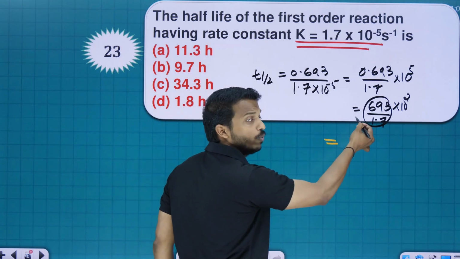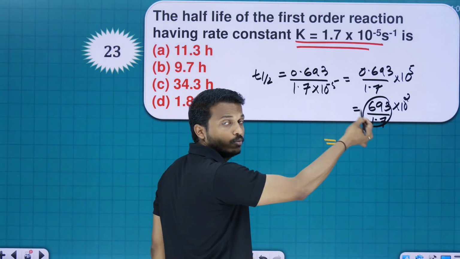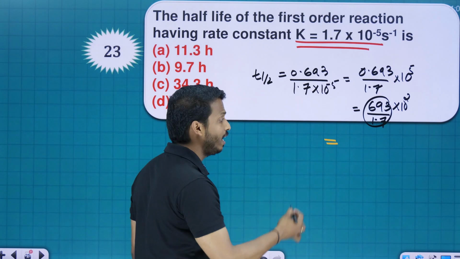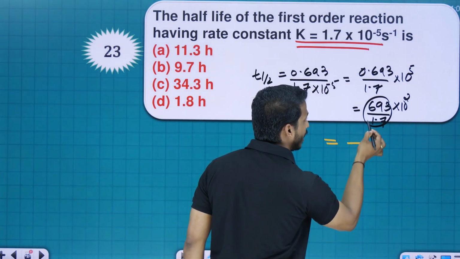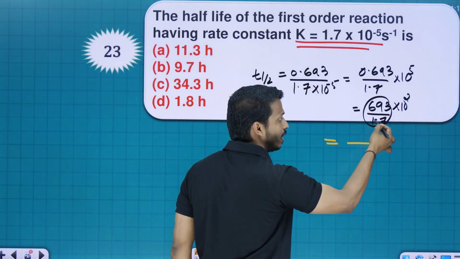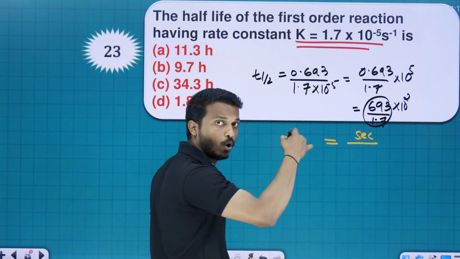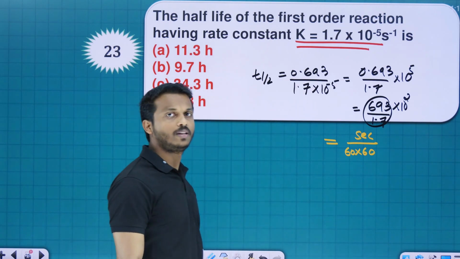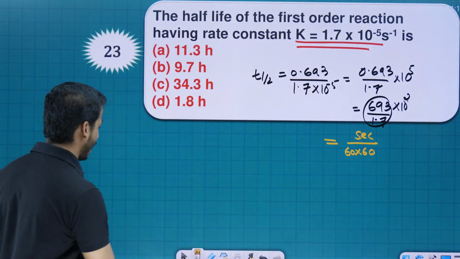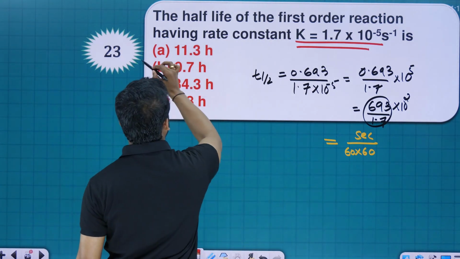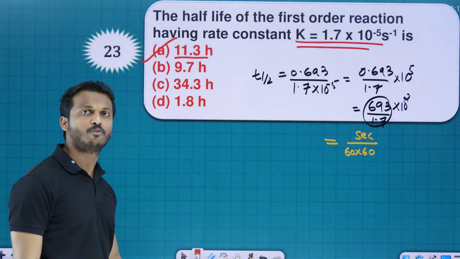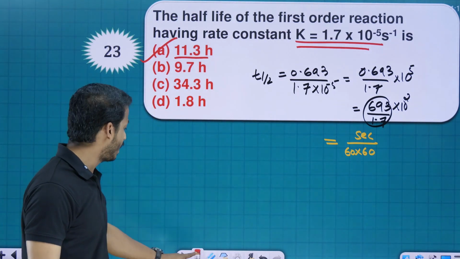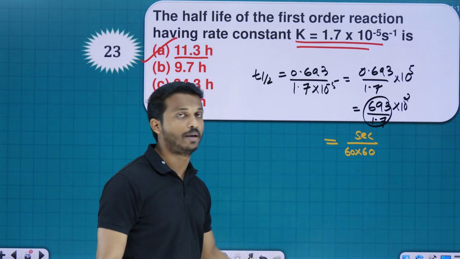So here the value which you are getting in second, how do you convert it into hour? The value which you are getting here is in second. If you want to convert into hour, what you have to do? Divide by 60 into 60, that means 3600, right? So the answer in hour will be 11.3 hours. So please take care about the unit. That is the main thing.